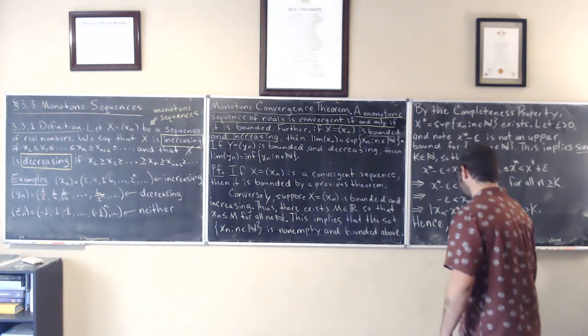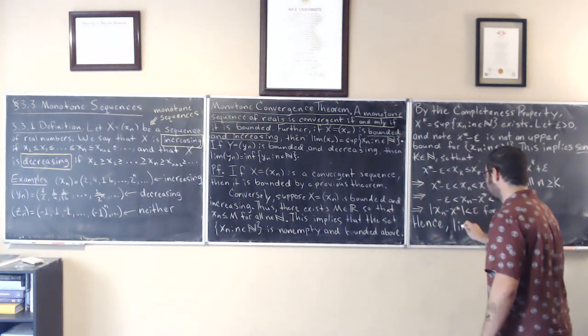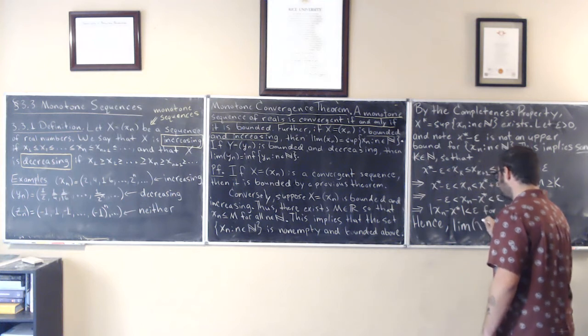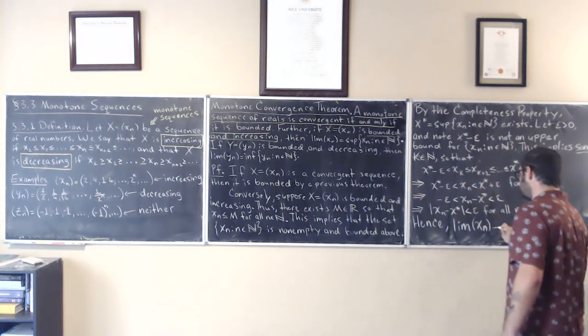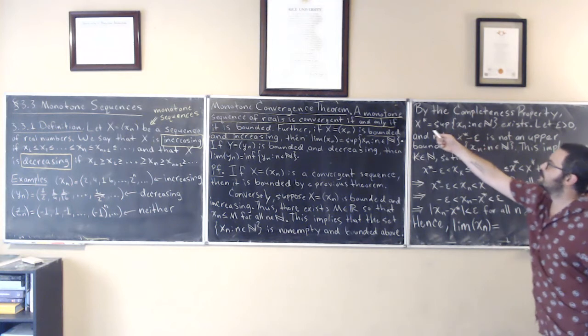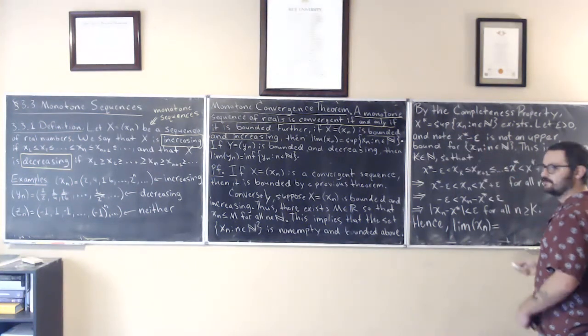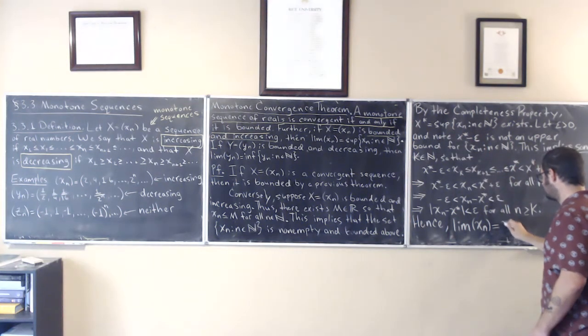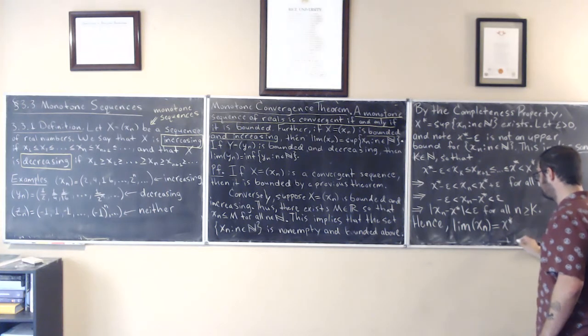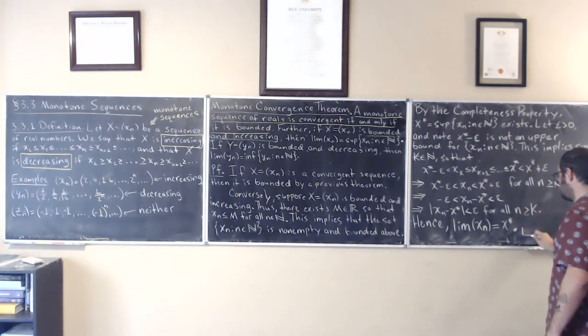Hence, the limit of x n does in fact equal x star, which is the supremum of the set of the terms of the sequence. Done.